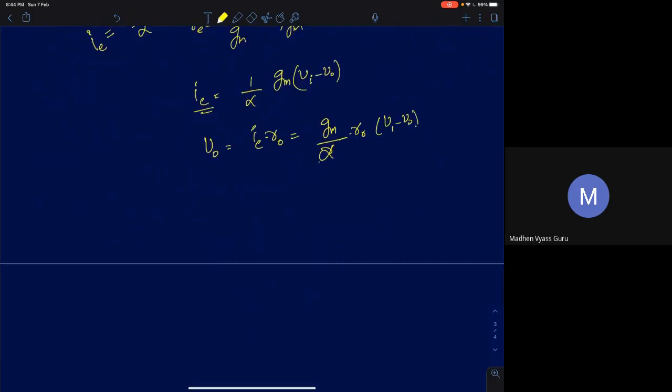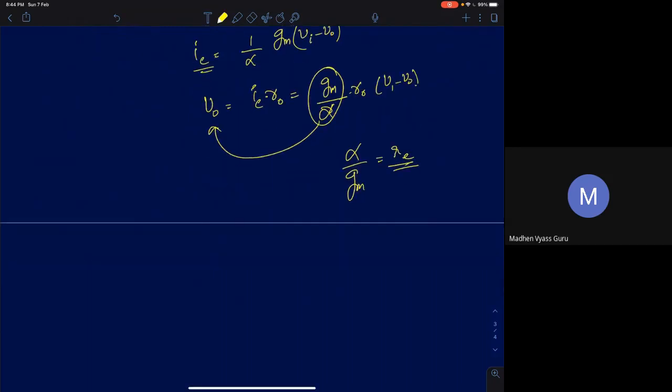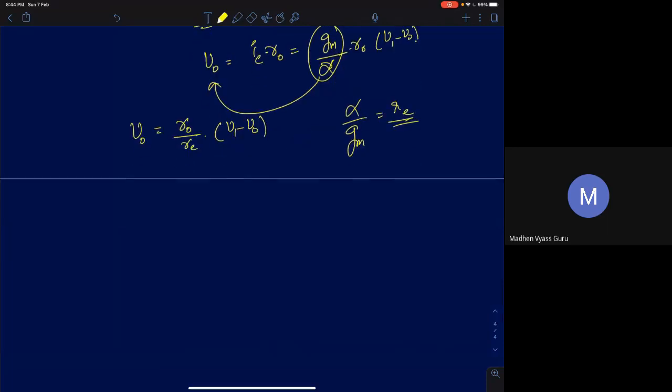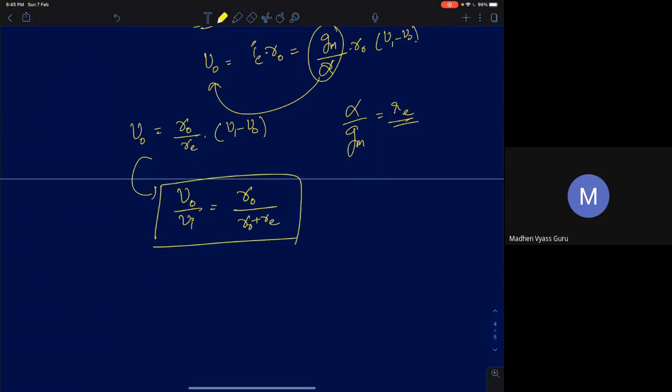So I'll take alpha this side, alpha by GM R0 to this side. What is alpha by GM? It's small re. So then I can write V0 equals R0 by small re into Vi minus V0. You just rearrange the terms here. What will you get? V0 by Vi is actually R0 by R0 plus small re. So this is the fundamental or the intrinsic gain of a common collector configuration.